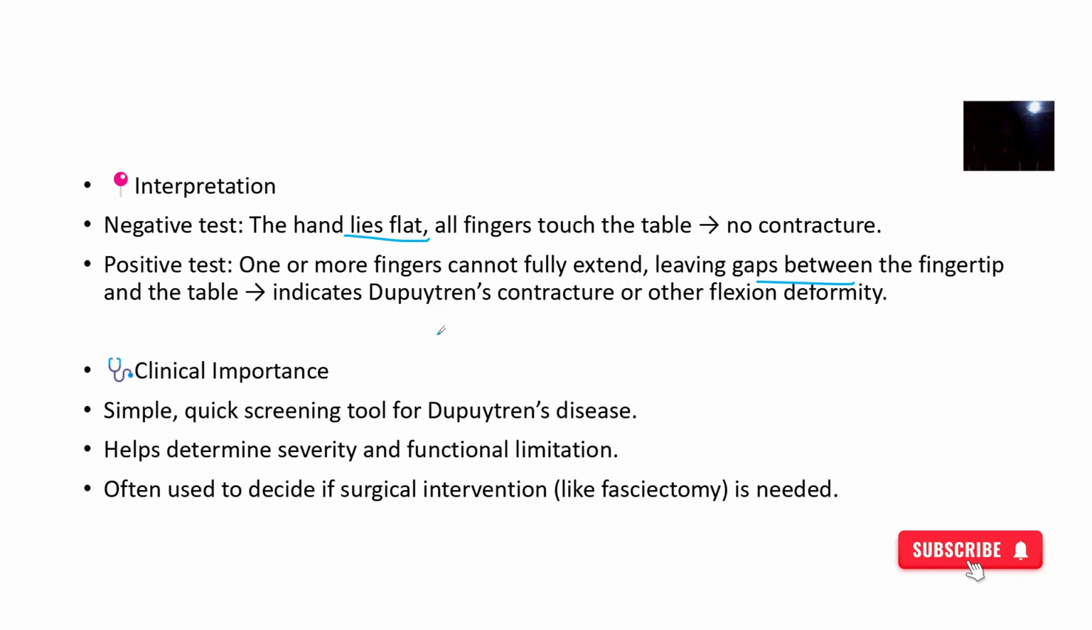Okay, so the clinical importance is actually simple. It's a quick screening tool for Dupuytren's disease. It also helps determine severity and functional limitations. It's often used to decide if surgery will be needed, like a fasciectomy.